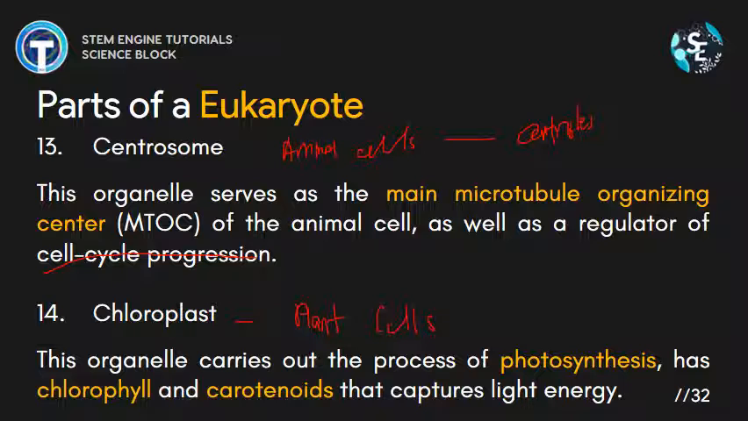Next, we have the chloroplast. So chloroplast is, as we all know, found only in plant cells because they contain the pigment chlorophyll. This organelle carries out the process of photosynthesis and has chlorophyll and carotenoids that capture light energy. So meron din siyang iba't ibang parts gaya ng stroma, the thylakoids, and the grana.